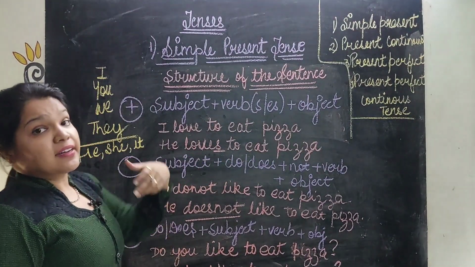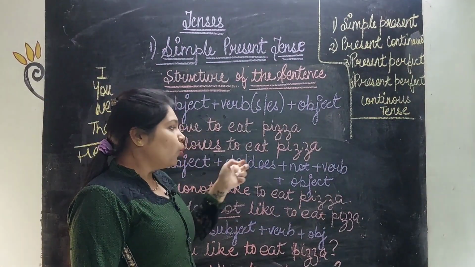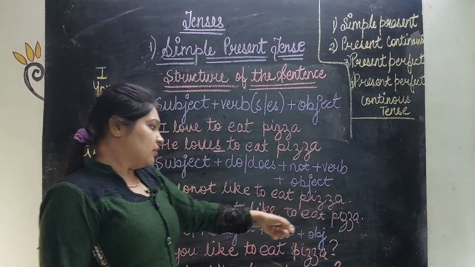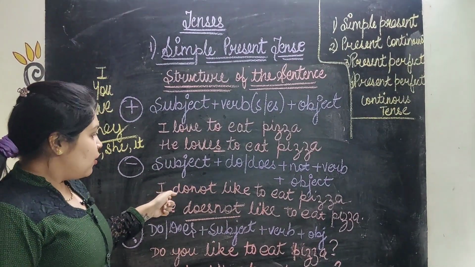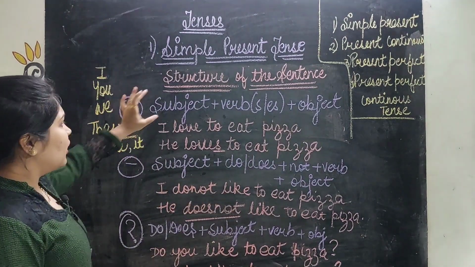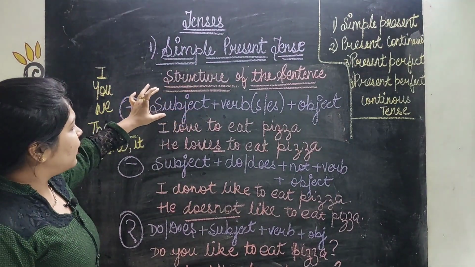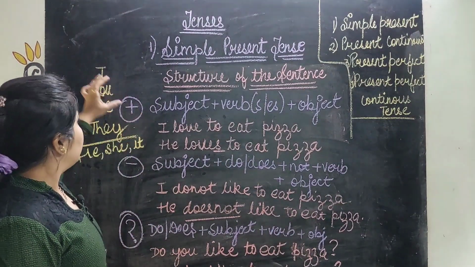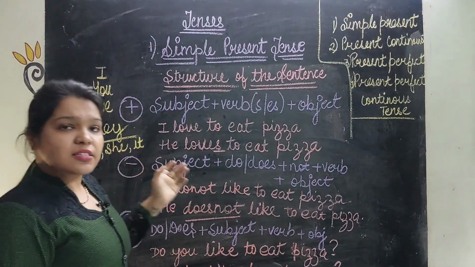Now, when the sentence is in a negative form, what will you do? Subject plus do or does plus not plus verb plus object. Subject again is I. If anybody is confused, for them, these are the subjects. The first form of the word is the subject, like this: I, you, we, they. It is a subject. He, she, it is the subject.